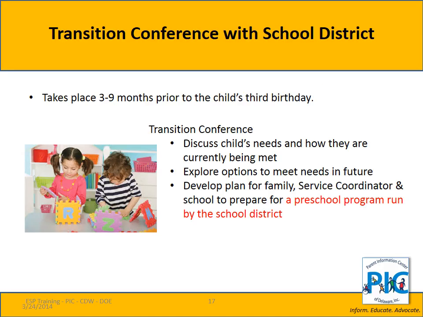If eligible, a child will participate in a transition conference with the school district. These conferences take place 3 to 9 months prior to the child's 3rd birthday. During a transition conference, you may discuss the child's needs and how they are currently being met. You may explore options to meet needs in the future, develop a plan for the family, service coordinator, and the school to prepare for a preschool program run by the school district.